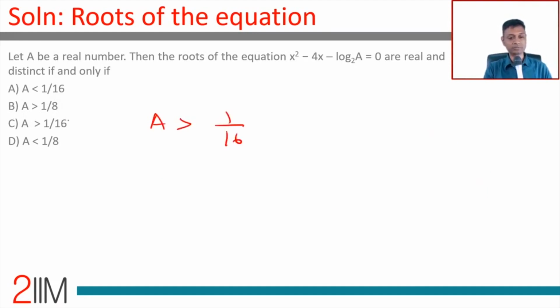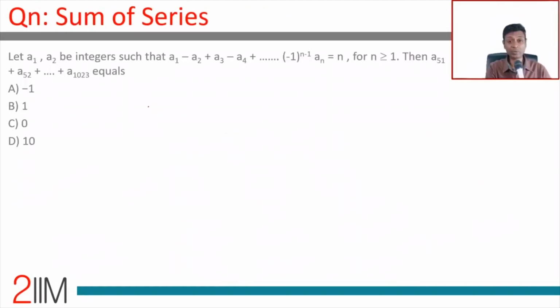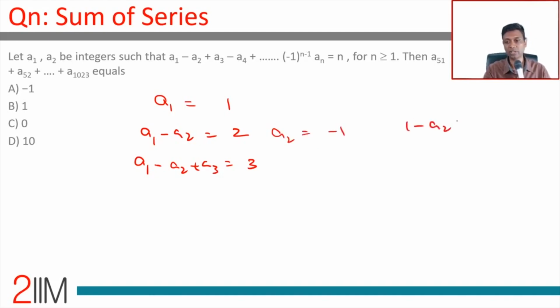Let a1, a2 be integers such that a1 minus a2 plus a3 minus a4 all the way till an is n for n greater than or equal to 1. These kind of questions become wonderful. You say a1 is 1, a1 minus a2 is 2, a1 minus a2 plus a3 is 3. a1 is 1, 1 minus a2 is 2, or a2 is minus 1. 1 minus a2 is 2, a2 is 1 minus 2, which is minus 1.